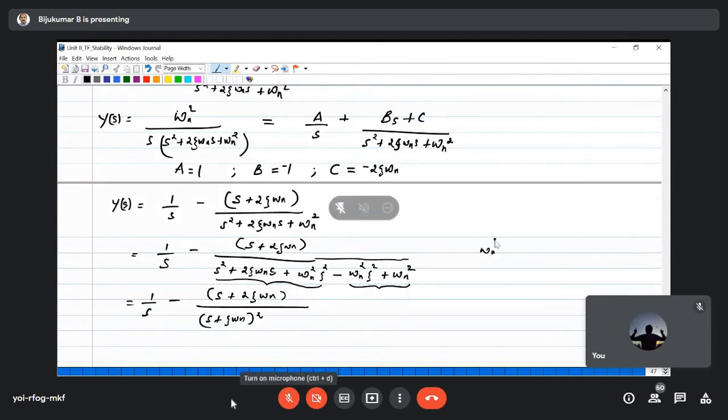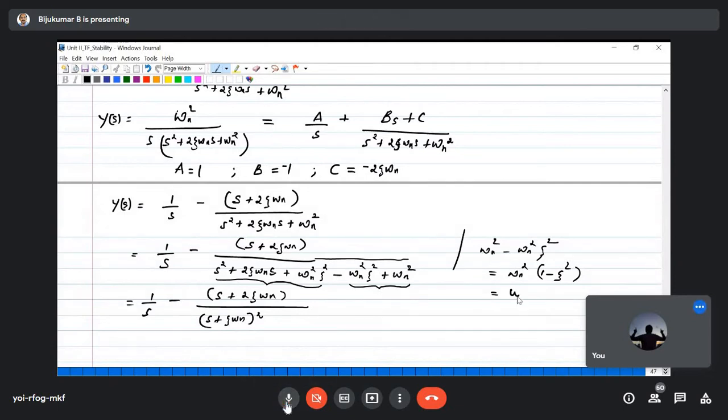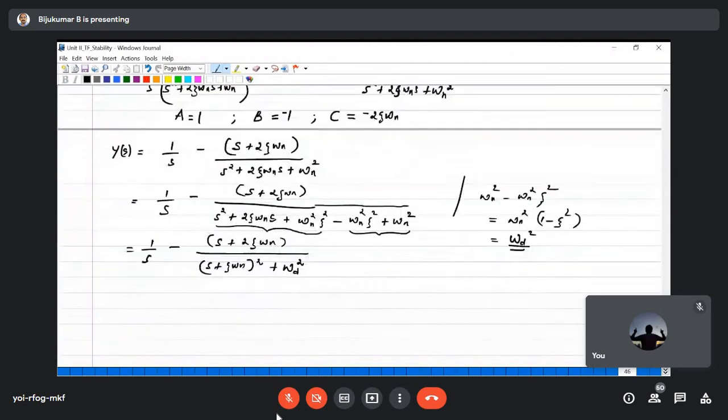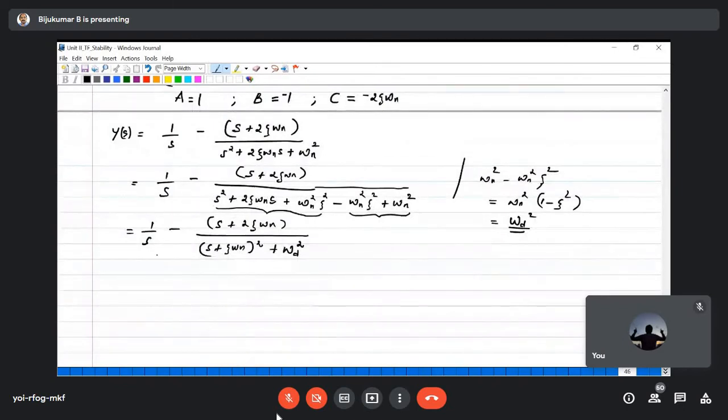Is omega n square minus omega n square zeta square, which can be written as, if you take omega n square out, 1 minus zeta square. So what is this? Yeah, correct. Omega d square. So we can write this as omega d square. Right. So this also we can split it, then it will become the standard form.